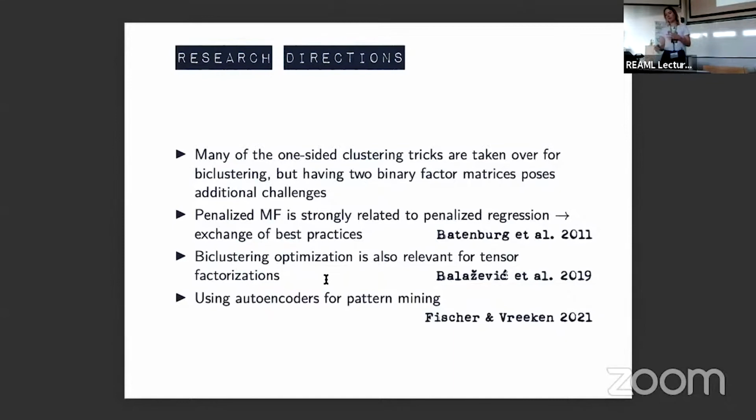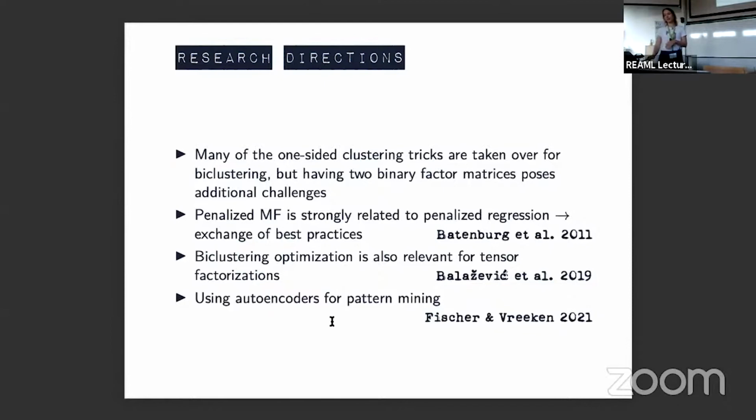And biclustering optimization is also relevant for tensor factorization. So for example, if you want to have a task like knowledge base completion, usually there you have a knowledge base which represents, for example, Paris is capital of France. And then you have in the tensor for Paris, is capital, and France a 1. And then they actually use matrix factorizations for completing this knowledge base. But the matrix factorizations are just the standard ways, like SVD type factorizations. So having binary constraints here could help in the interpretability of what you actually get.